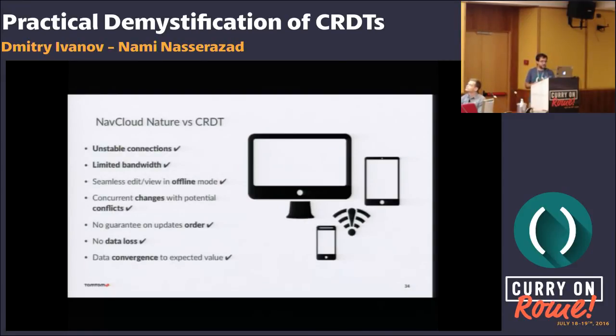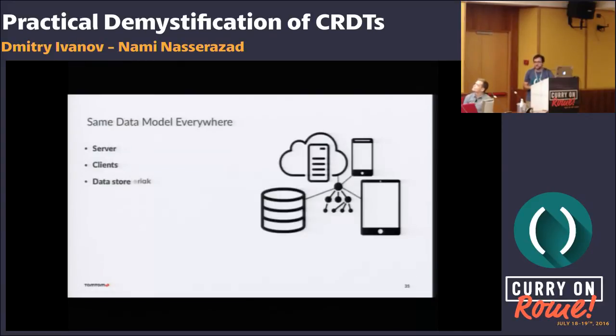Of course, the third bullet about offline updates, CRDT is really good for that. Concurrent changes, CRDT says that it can solve the conflicts. Order, the merge function is associative and commutative. No data loss, of course, we never override, we always merge. And data convergence. Why will data converge everywhere? That's the question. So I merge here, I merge there, why are they going to converge to the same value? Because we use the same merge function everywhere. We use the same merge function in client, in server, and even in database.